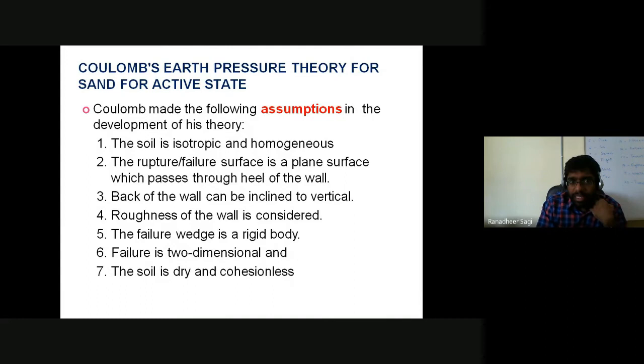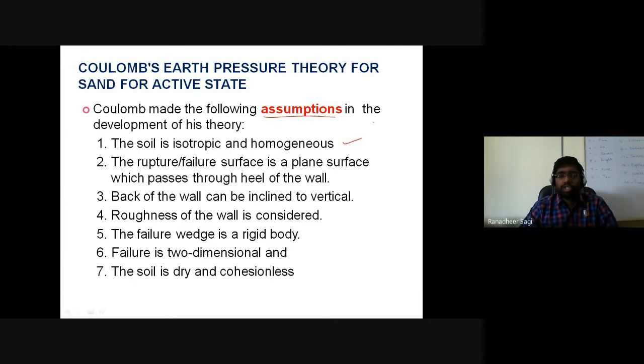But it doesn't mean that it has to be always only for cohesionless soil. Later on, Coulomb's theory has also taken into consideration the c-phi parameters of the soil. That's nothing but the cohesion parameter as well as the angle of shearing resistance parameter, ultimately to understand how to estimate active earth pressure or passive earth pressure based on Coulomb's earth pressure theory. Okay, let's quickly come across the assumptions that are made in this Coulomb's earth pressure theory.